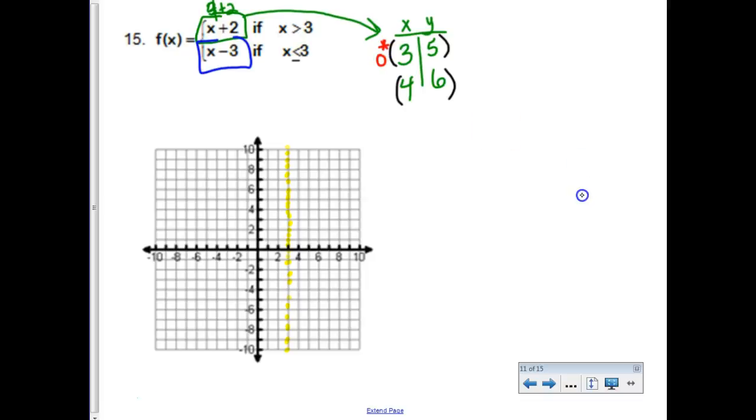Open. Why open? Not equal to 3. Very good. So, green function, open circle at 3, 5. And then a normal point at 4, 6. And then you need to play connect the dots from the boundary line outwards.